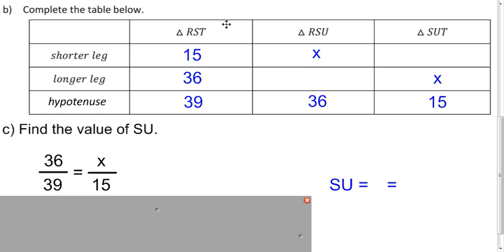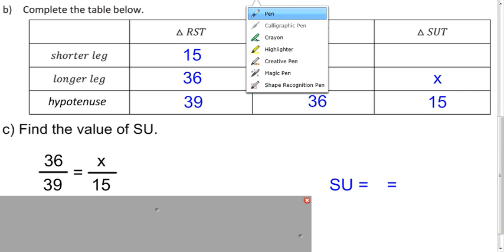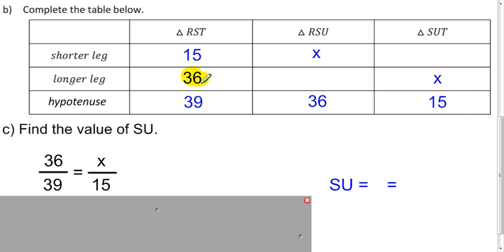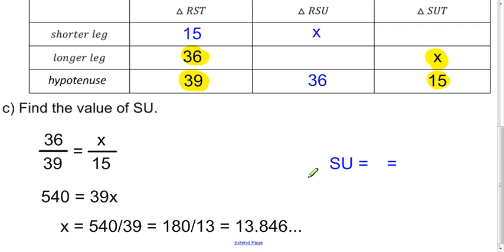So I said 36 divided by 39 has to be the same as x divided by 15. Apply the cross product, divide by 39, and it simplifies to 180 over 13. And so SU is 180 over 13.